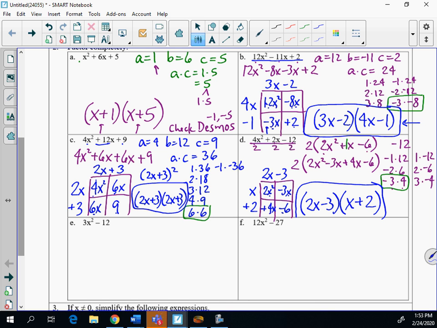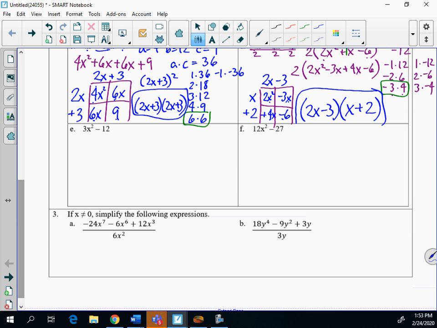E, is there a GCF? Well, yes, there is. Do you see it? The GCF is 3, between the 3 and the 12. And then when I divide each of those by that 3, I end up with x squared minus 4. Now, if you want to, you can turn it into x squared plus 0x minus 4 if you want to use the a and the c.